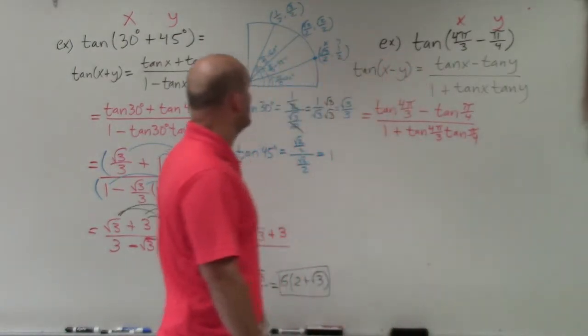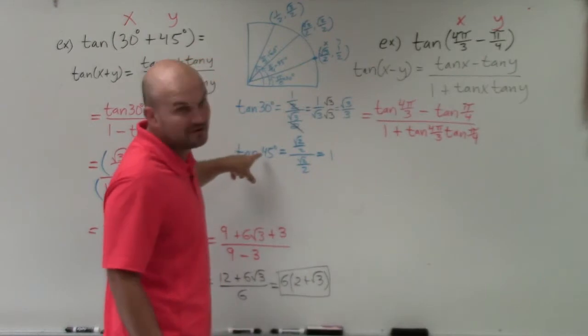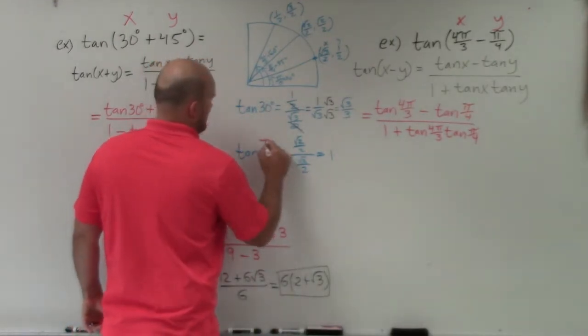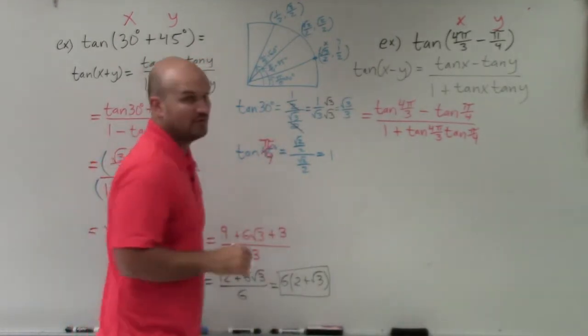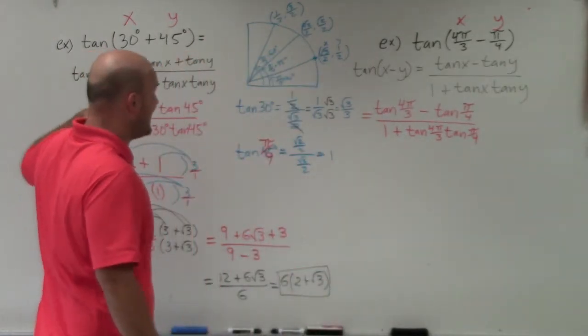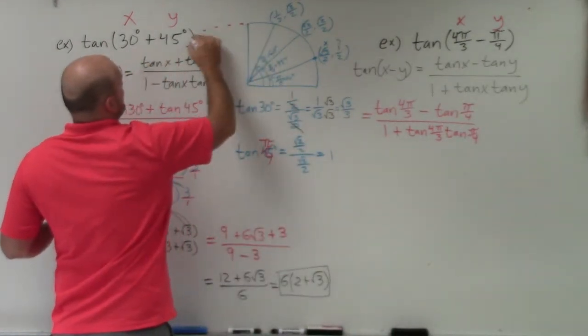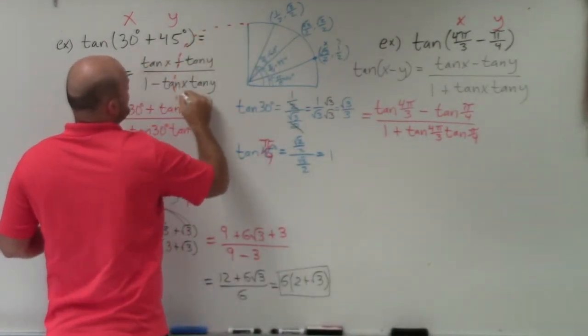OK, so in the first quadrant, we have pi over 4, right? Tangent of 45 degrees, which is the same thing as pi over 4, exact same. However, 4 pi over 3, we do not have. So what we have to do is continue this unit circle here.